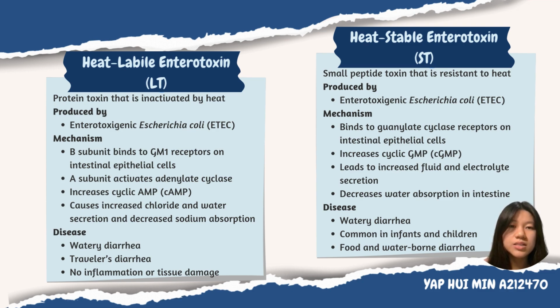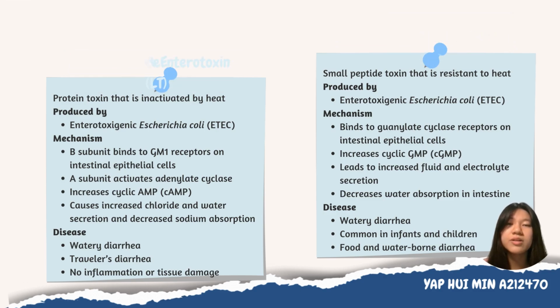Next, the heat-stable enterotoxin. It is a small peptide toxin that is resistant to heat and also produced by enterotoxigenic E. coli. The mechanism of ST involves binding to guanylate cyclase receptors on intestinal epithelial cells. This binding increases the level of cyclic GMP or cGMP. The elevated cGMP leads to increased secretion of fluids and electrolytes into the intestine and decreased water absorption, which again results in watery diarrhea. ST-associated diarrhea is especially common in infants and young children and is an important cause of food and waterborne diarrheal disease.